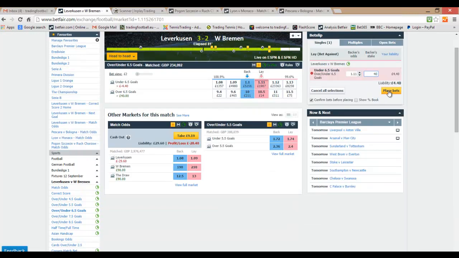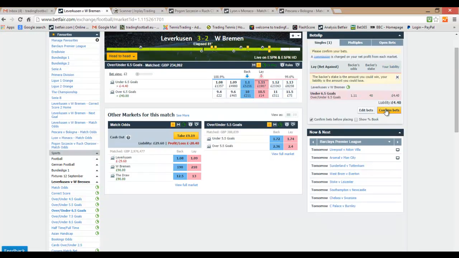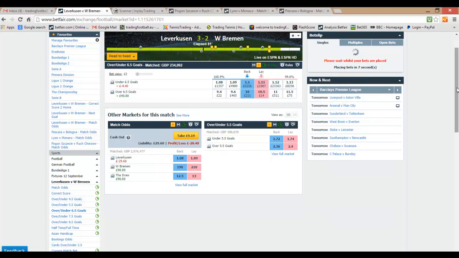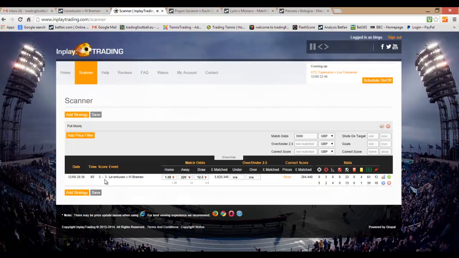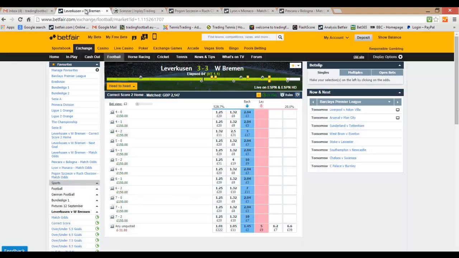Now, 9 minutes to go. I'm thinking, okay, 4-2, great. 3-3, even better, of course. Ooh, what about a 4-3? So I'm thinking about 2 goals ahead. The best option in this particular scenario was to lay under 6.5 goals at 1.12 for £40. And in the 84th minute, Bremen equalise, and it's 3-3.